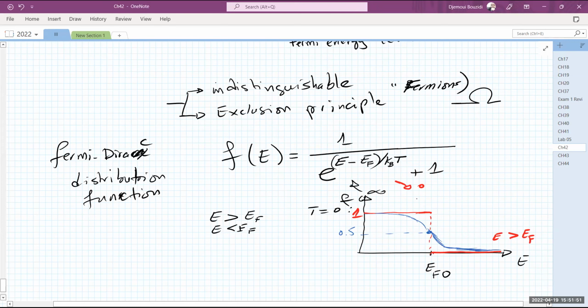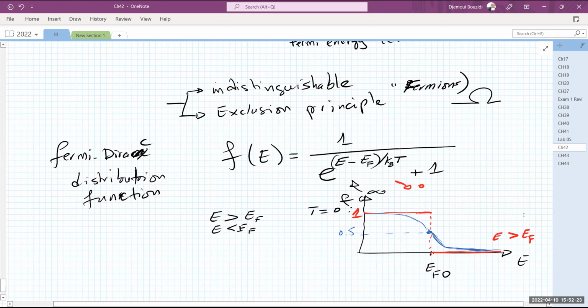It's going to go to 0 at infinity, because when the energy goes to infinity, no matter what the temperature is, it's going to be e to the power infinity plus 1, which is infinity. 1 over infinity is 0. When E goes to 0, this expression will go to 1 again, because this term will become so small that you're going to be adding 1 to a small number. 1 over 1 is practically 1, but it's going to be below. Okay, but here is the thing, though.